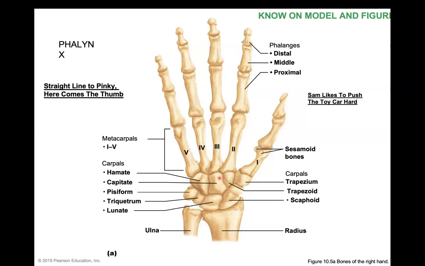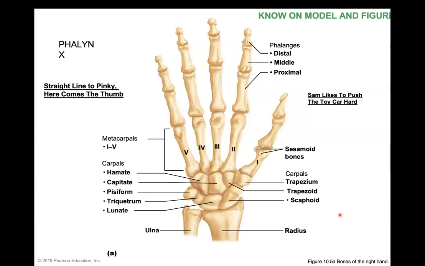The one I use the most is Sam likes to push the toy car hard. Sam represents the scaphoid bone here on the thumb side. Likes is your lunate bone in the middle. To is your triquetrum bone here. Push is the pisiform bone that's on top of the triquetrum. The is your trapezium bone over here back on the thumb side. Toy is your trapezoid bone here. Car is your capitate bone here in the middle. And last we have the hard, which is the hamate bone here.